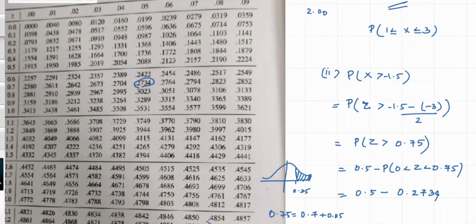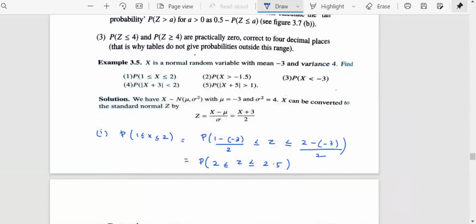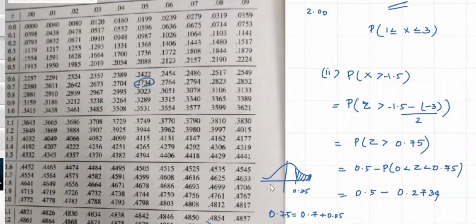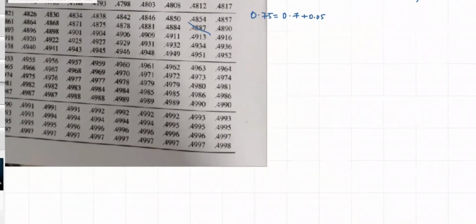Now the third part, the probability that x is less than minus 3.